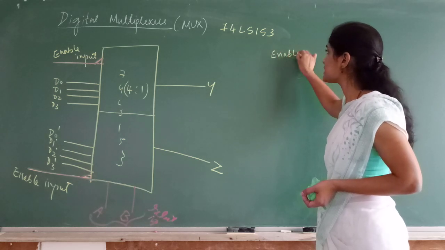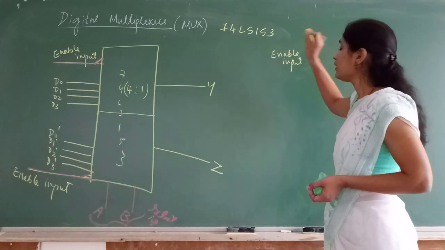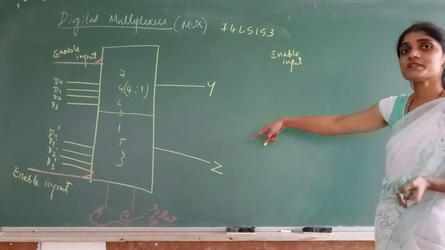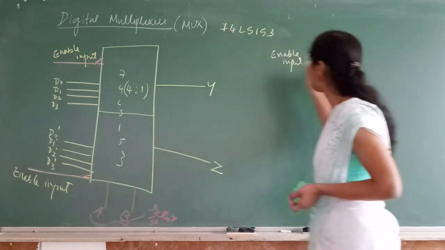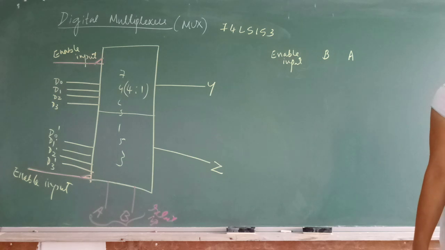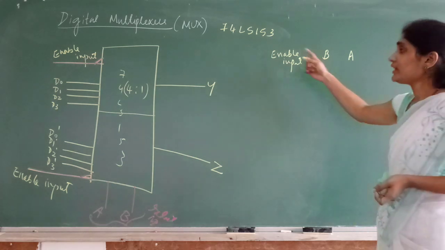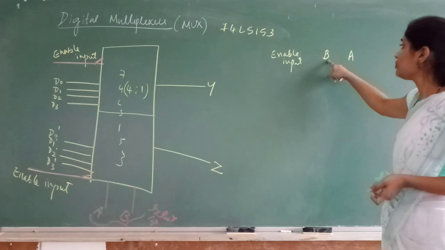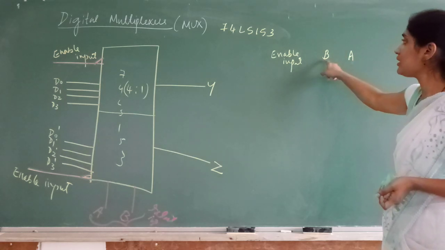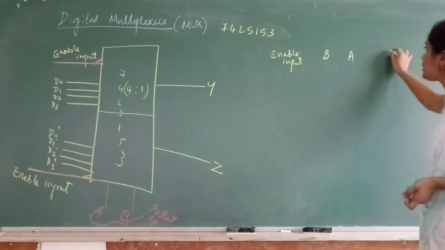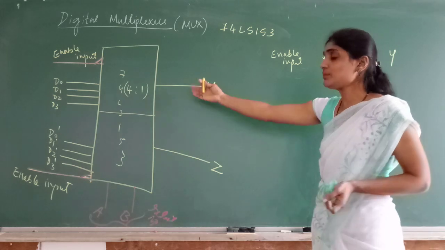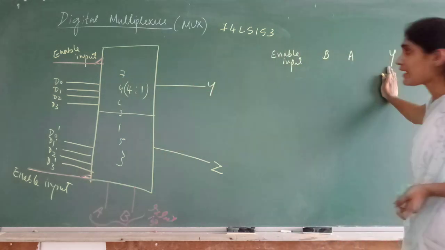First input, let us consider the enable input, which is very important. Then the output is Y. How are the outputs selected? Depending on the select inputs A, B. Let me take it as BA. It is actually BA when the manufacturer makes the IC, so you have to take this as BA. That is why it has been manufactured. So let us take the inputs as BA. The output will be Y or Z, depending on which multiplexer you are using. So here you can write Y or Z.